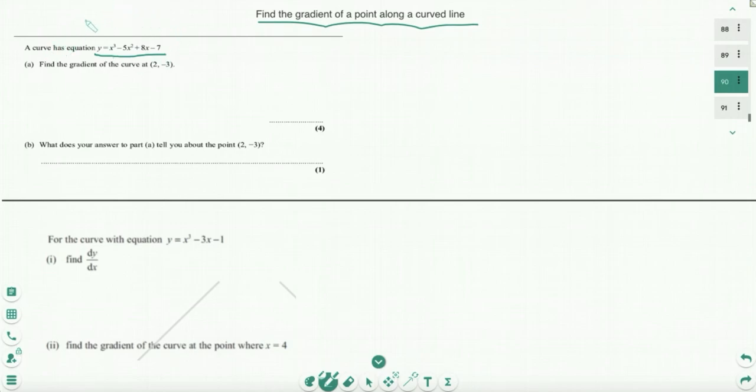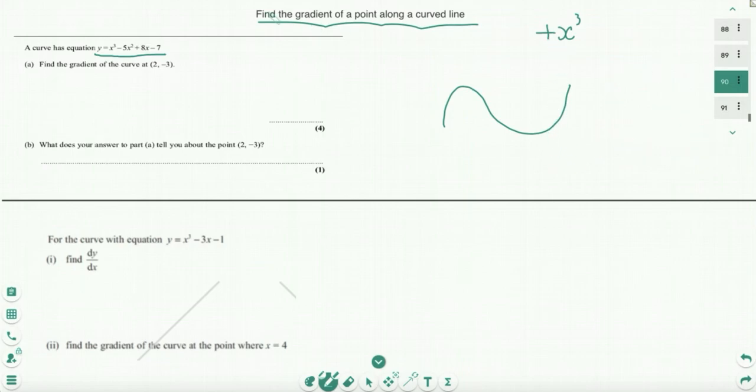Let's just draw a sketch of this curve. Because the largest power is 3, this is definitely a cubic graph. And since it's a positive x cubed, it'll be a cubic graph that looks like this. So positive x cubed looks like this, and negative x cubed, if you were to have a question like that, would look like this. So our graph's positive, so it looks like this.